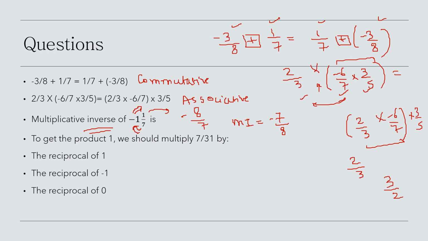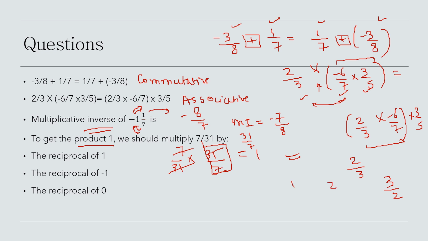Okay, next question is to get the product 1. Now you want the product, that means the result of multiplication, to be 1. So what has to be multiplied by 7 by 31? You know that this is the property of multiplicative identity, so definitely you will require the reciprocal. Then only you will be able to get 1, right? So the answer is 31 by 7. Okay, tell me the reciprocal of 1.